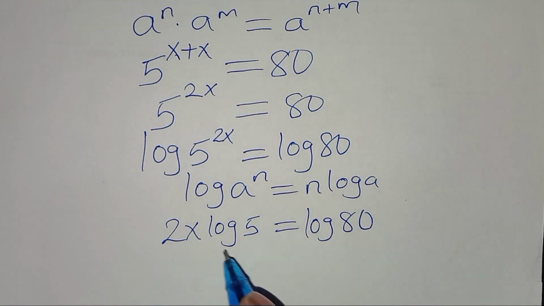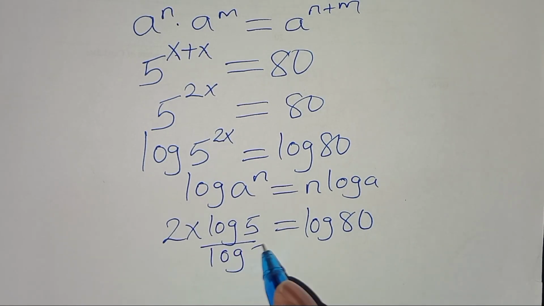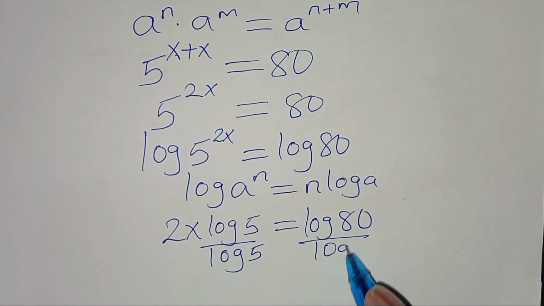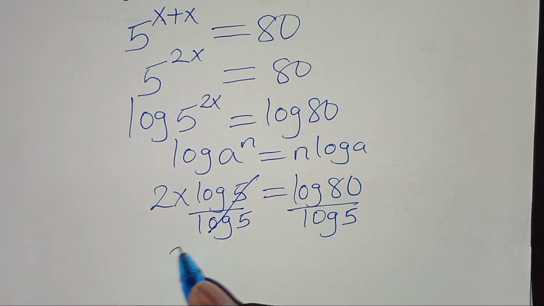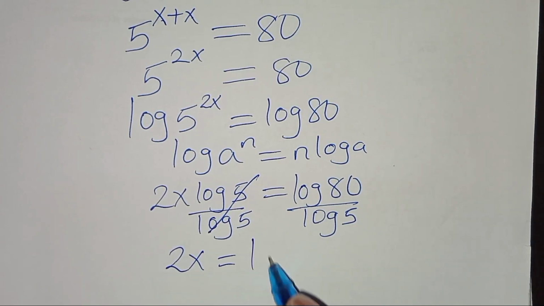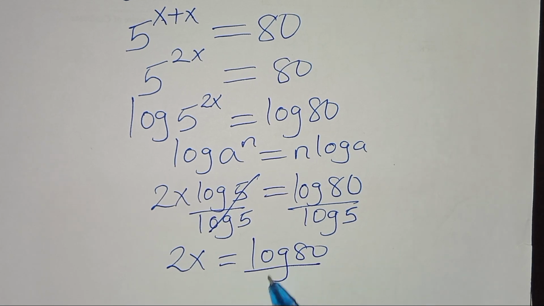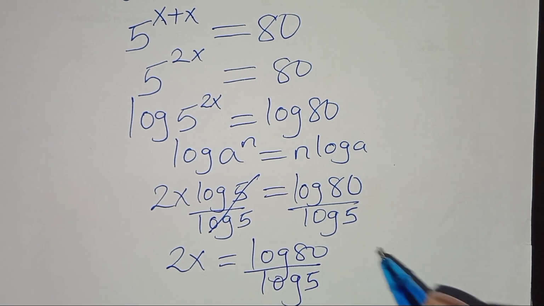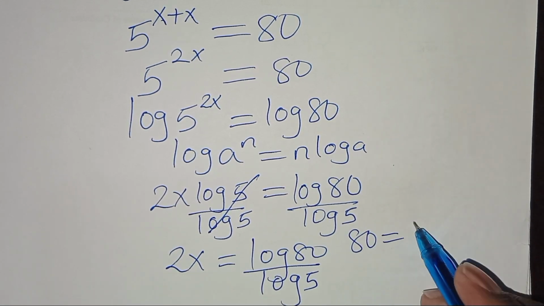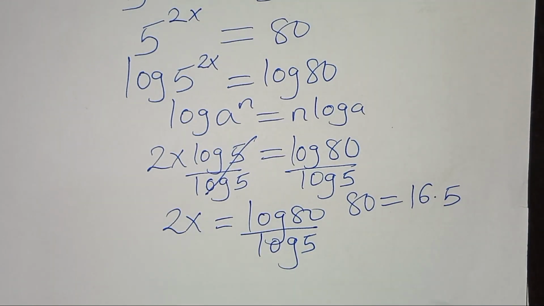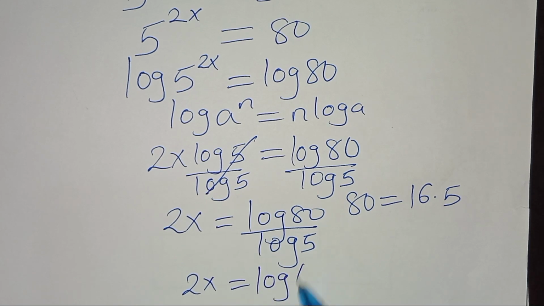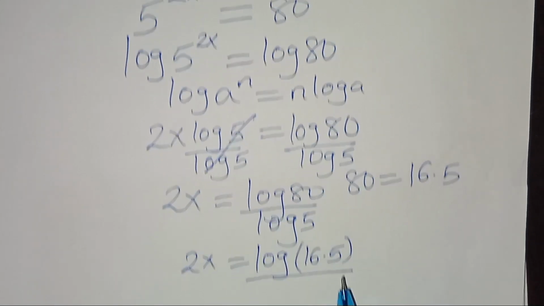Now let's divide both sides by log 5. So that now let's simplify log 5 and log 5 here. So we have 2x, this is equal to log 80 divided by log 5. We can express 80 as 16 multiplied by 5. So in this case, we'll have 2x, this is equal to log of 16 multiplied by 5, all this divided by log 5.